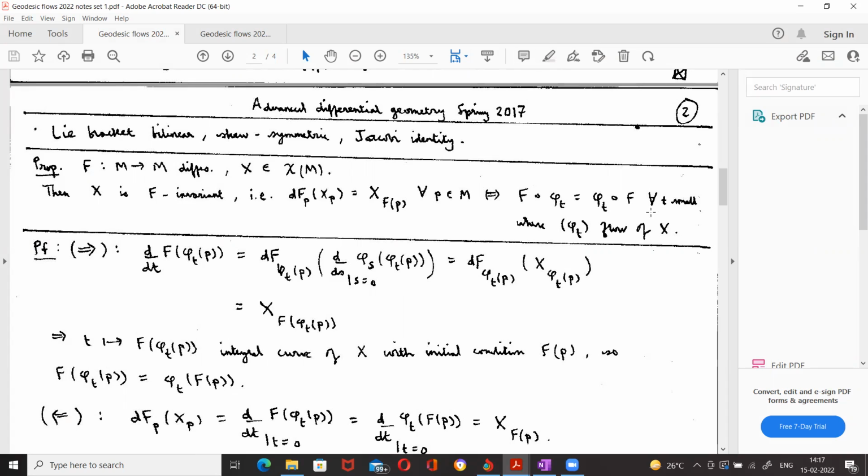I mean, the vector field need not be complete. So then phi t is only defined locally for t small. So this should hold for t small near every point. Okay. So is the statement clear? So you can see that in this picture.